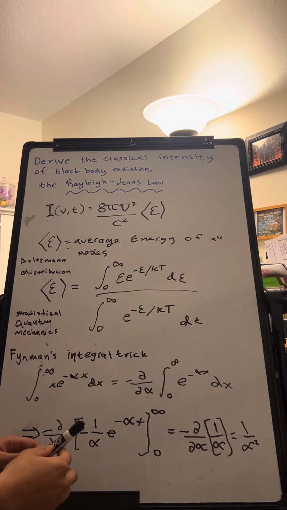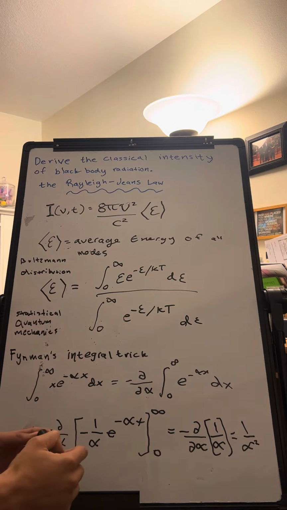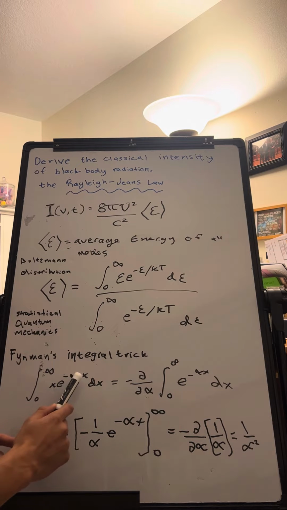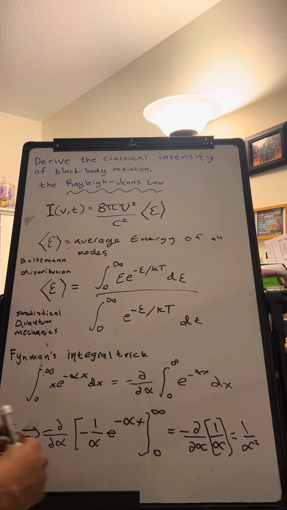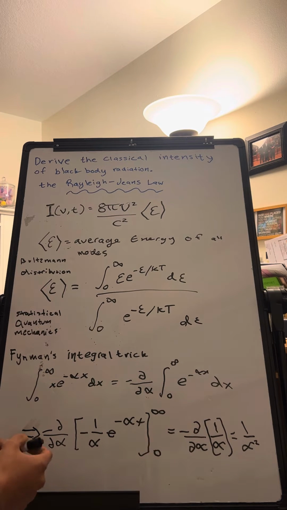Now, that could be a pretty complicated integral. However, there's Feynman's integral trick for this specific one. When you have the integral of x e to the negative alpha x dx from 0 to infinity, the answer is 1 over alpha squared.